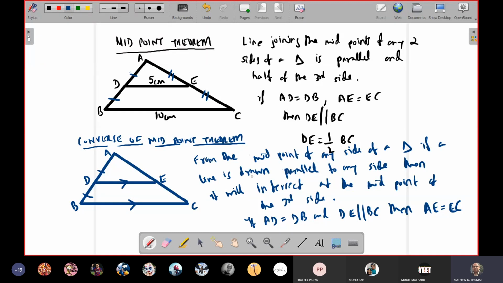So if I have got one midpoint, and from that one midpoint, if I'm drawing a line parallel to another side, then wherever it intersects on the right, that will be the midpoint of that third side. So you need to understand the difference between midpoint and converse. Midpoint is used when both are midpoints and we prove that the line is parallel and half. And converse is used when one midpoint is given and we have to prove that the other is also a midpoint. So the next exercise will be using these two theorems, midpoint theorem and converse of midpoint theorem. So you can note down this.